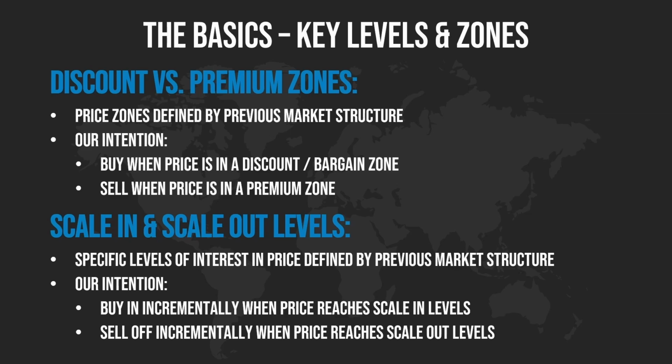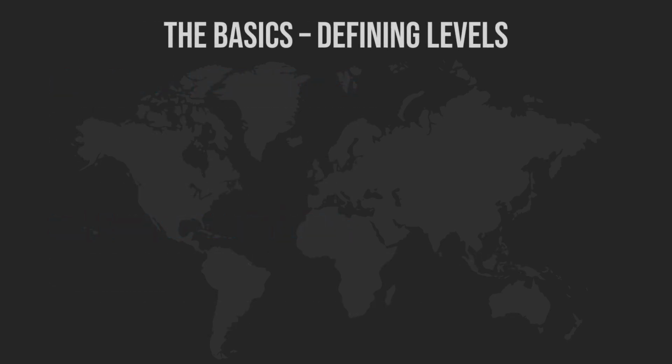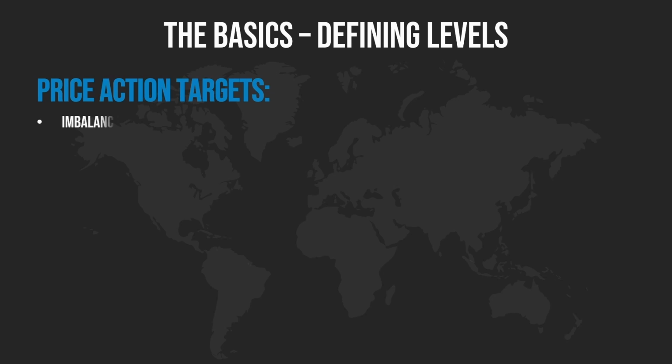So think about it like this: discount and premium, a wide range of where you can get in. Scale in, scale out, these are specific levels where you want to get in, get out, or at least attempt to, right? Moving forward, as we define these levels, there are certain price action targets that we're going to look for. You may have heard some of this before in smart money trading videos from other people, but we're going to break them down very simply.